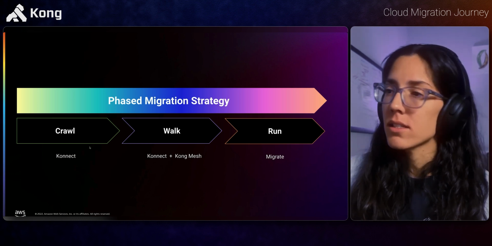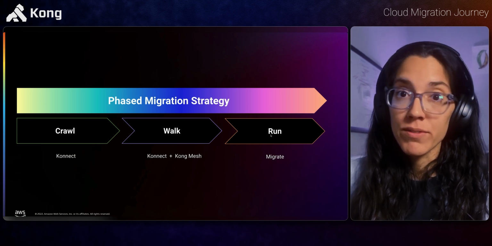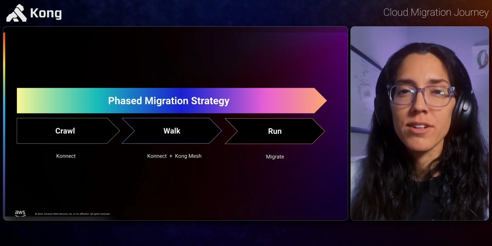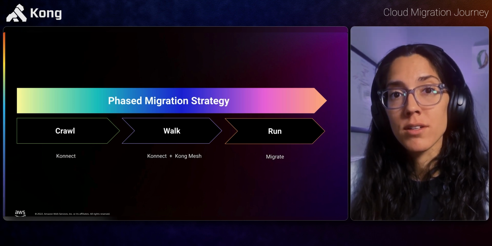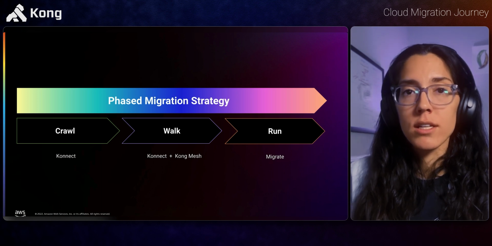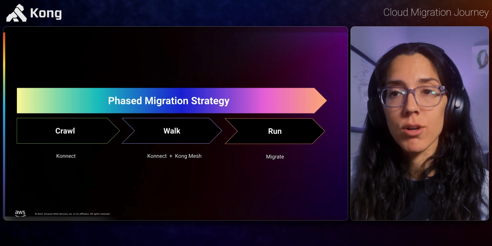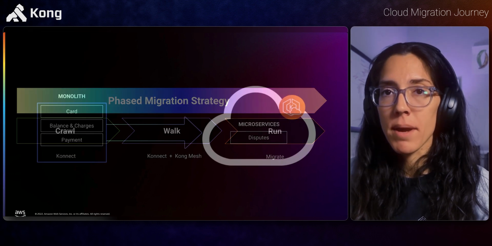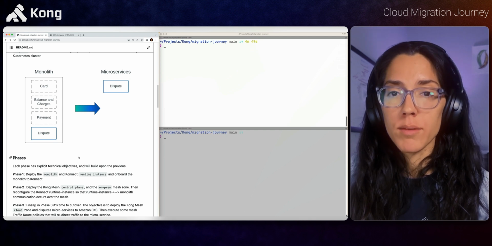And then the last step is run. In the run step is where we're actually going to execute. We've installed all the networking infrastructure we need, so we're ready to go ahead and deprecate that monolith functionality for the new microservice running in the cloud. So that is crawl, walk, run. Let's go ahead and get back to the demo and get started with installing the prerequisites.